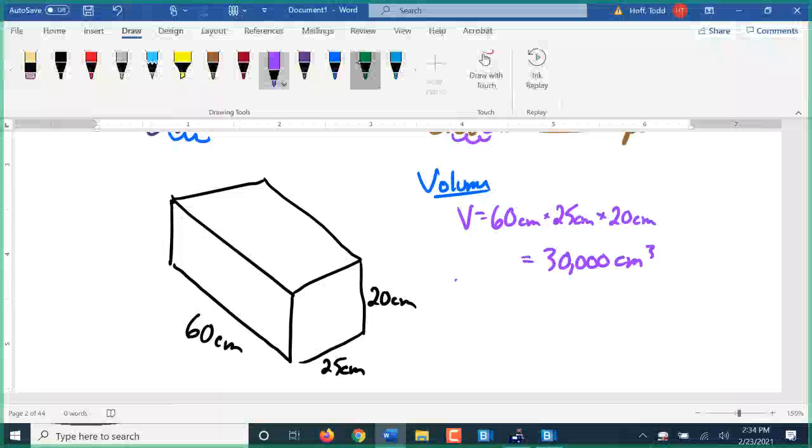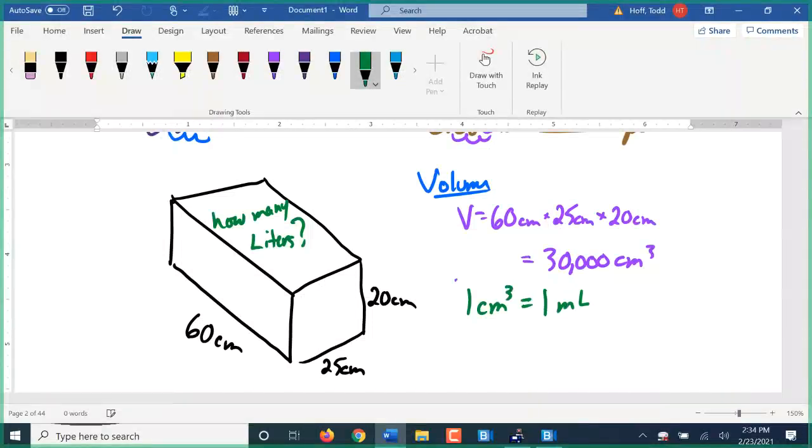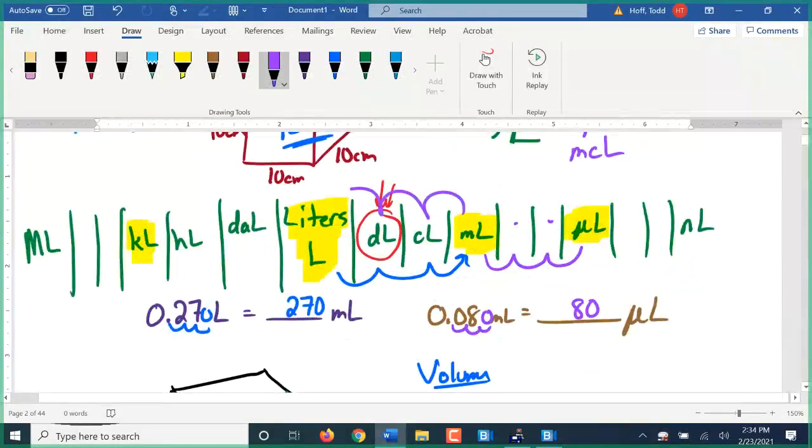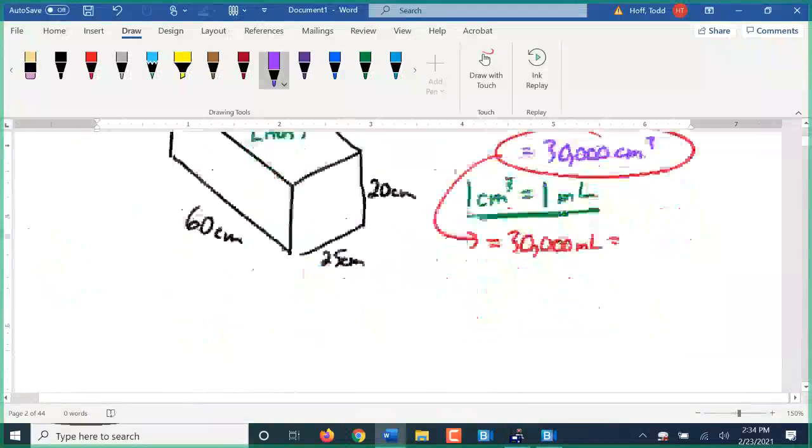That's the volume. Let's find how many liters it holds. Because 1 cubic centimeter equals 1 milliliter, by definition, this 30,000 cubic centimeters is equal to 30,000 milliliters, because they're the same. Now we can go from milliliters to liters. Looking at our chart, milliliters to liters is going back 3 spots to the left. I move my decimal point 3 spots to the left. That is 30 liters.